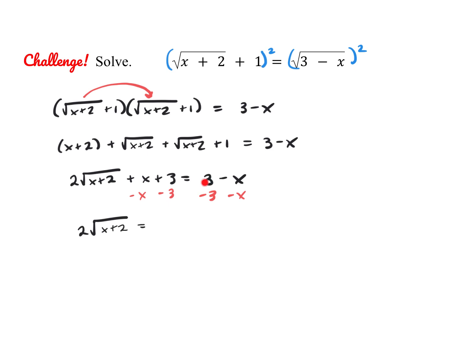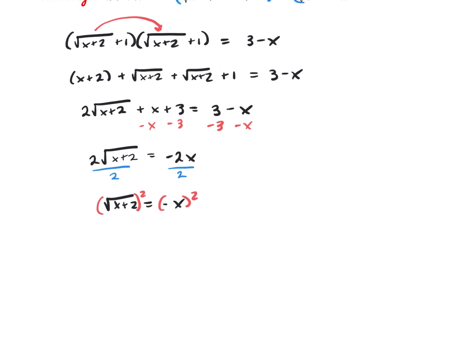So you can see that the 3's will actually cancel out here, and then we're left with negative 2x. Then I can divide both sides by 2. So we have square root of x plus 2 equals negative x, and then I'm going to square both sides to clear my radical. So I'm left with x plus 2 equals x squared. So when I square, the negative will disappear.